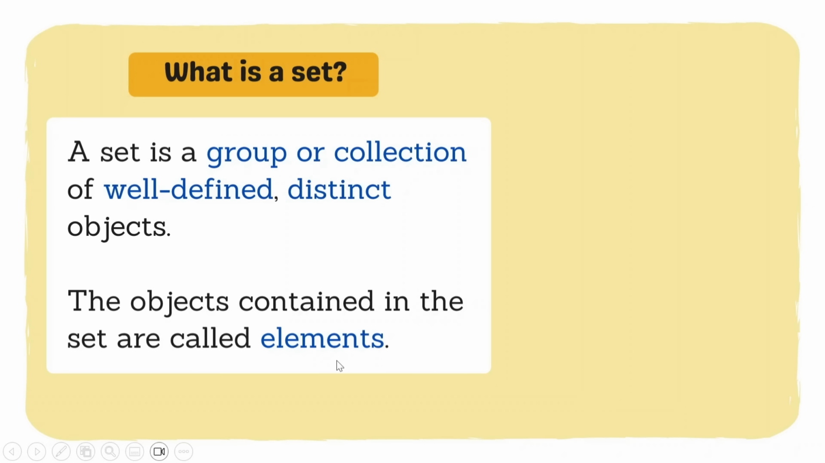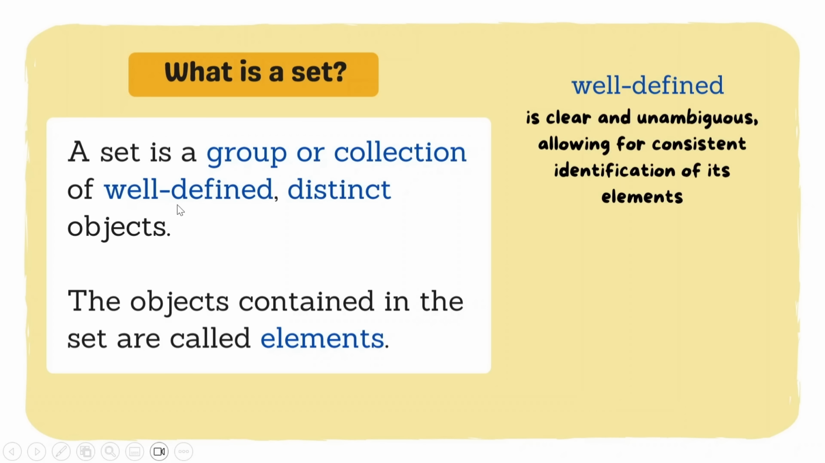Now, let us go through them one by one. What does well-defined mean? Let's see. Okay, we have here the definition of well-defined. It says here that well-defined is clear and unambiguous, allowing for consistent identification of its elements. This means it is clear that an element belongs to the group, like what we showed earlier. You will not hesitate whether it is part of the group or not. That's the meaning of well-defined.